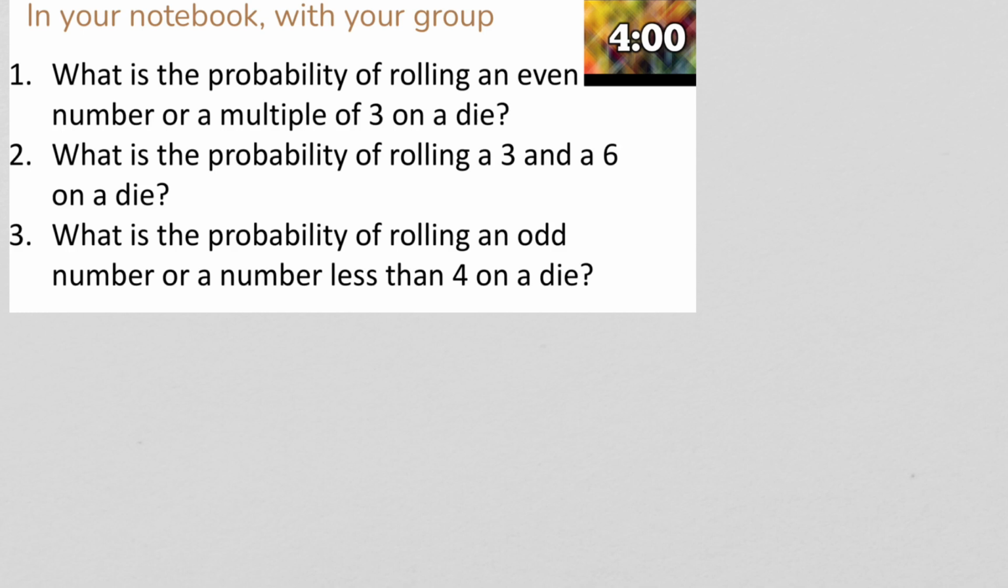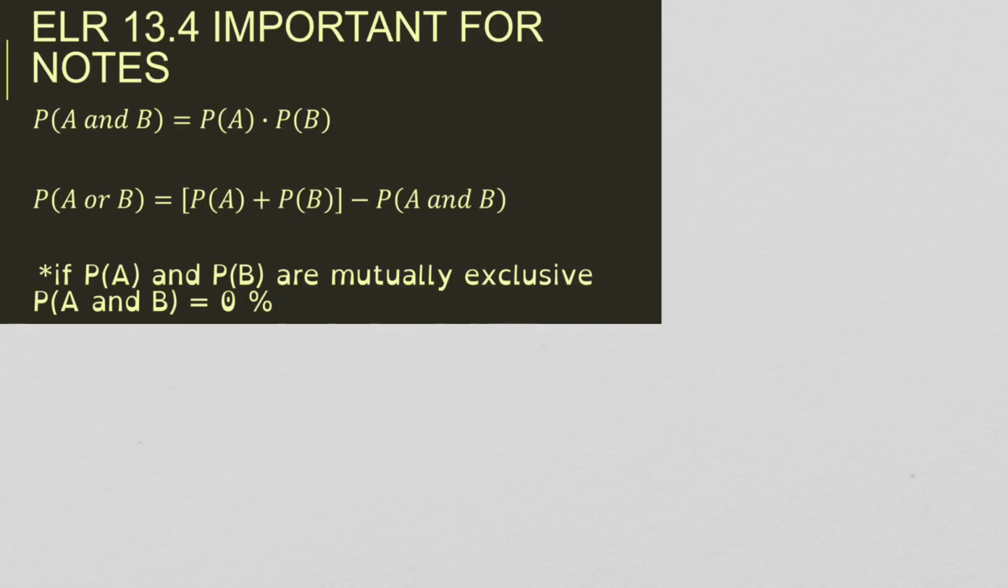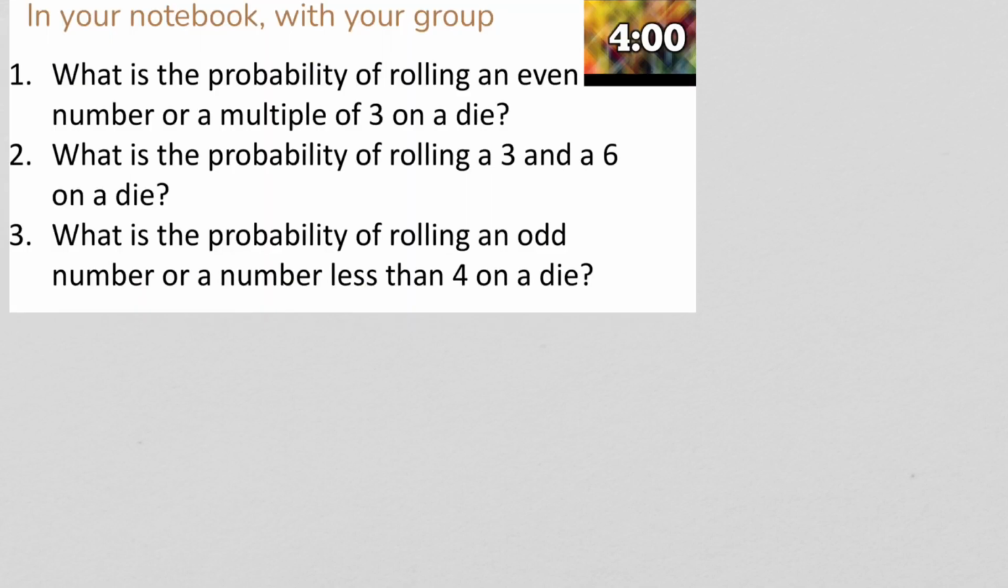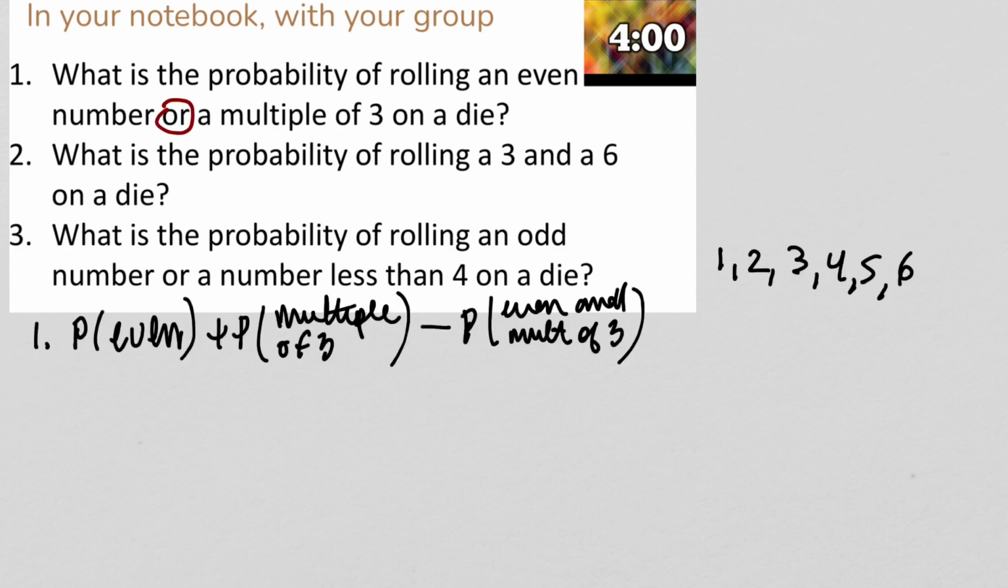Okay, on pretty much our last slide, I believe. Yes. So you could pause the video and try these first, and then listen to me, and we'll go through it together. Okay, so what is the probability of rolling an even number or a multiple of 3 on a die? So I already have set up here each event, probability of even, plus probability of a multiple of 3, minus what they share in common.